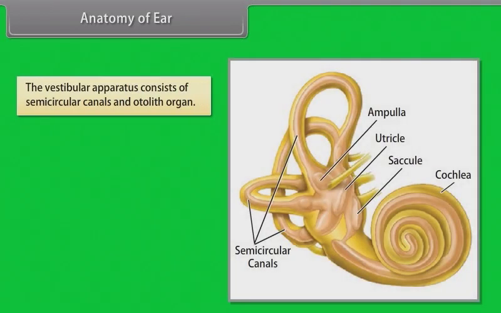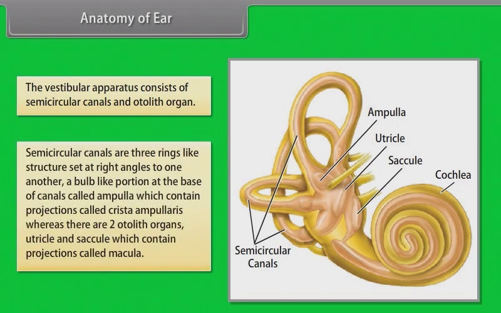The vestibular apparatus consists of the semicircular canals and otolith organs. Semicircular canals are three ring-like structures set at right angles to one another, with a bulb-like portion at the base of the canals called the ampulla, which contains projections called the crista ampullaris, whereas there are two otolith organs, the utricle and saccule, which contain projections called the macula.